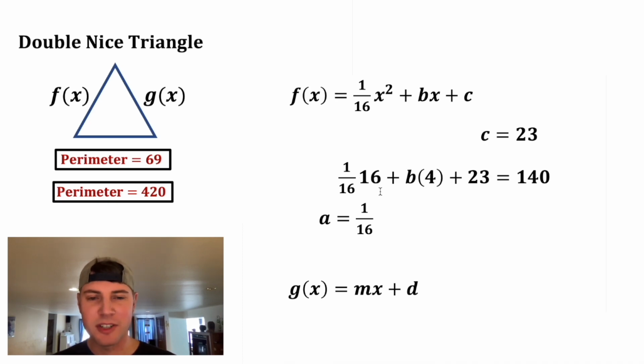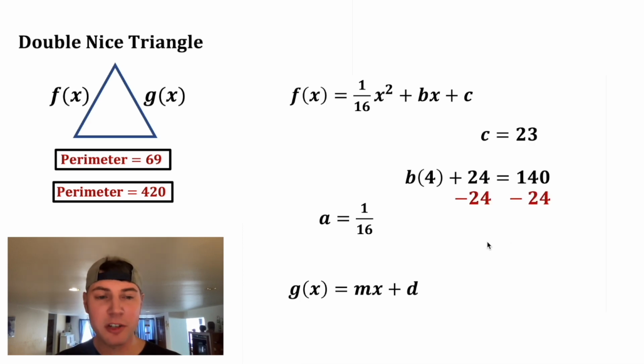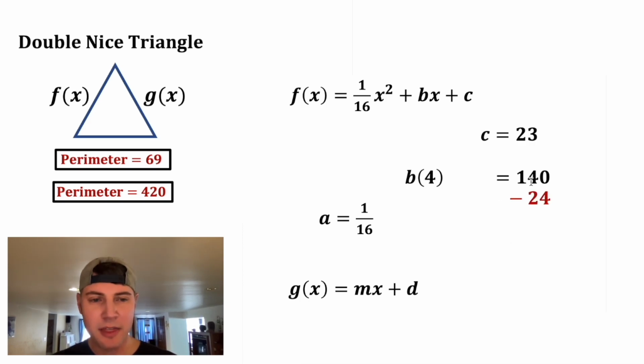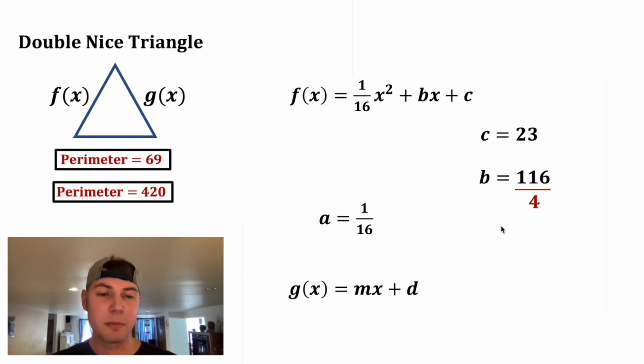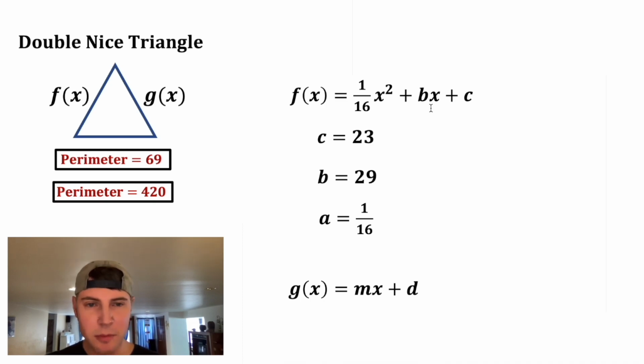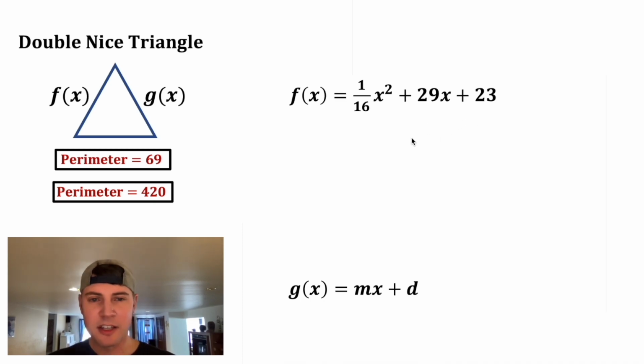4 squared is equal to 16. This times this is 1, and this plus this is 24. Subtract 24 from both sides. This goes away, and this is 116. Scoot this over, divide both sides by 4. Left-hand side is just b, and the right-hand side is 29. Now we have the values for a, b, and c. Change the b to 29 and the c to 23, and this one is now done.